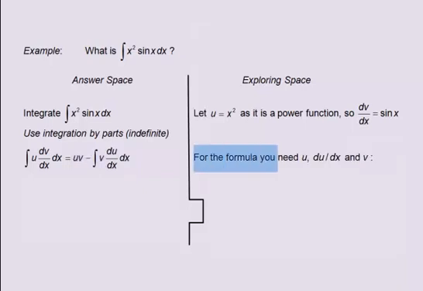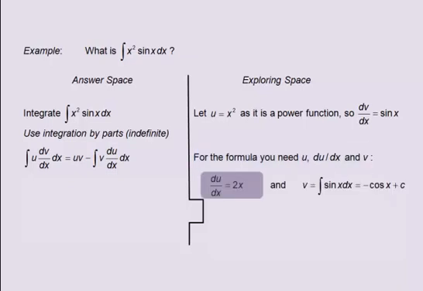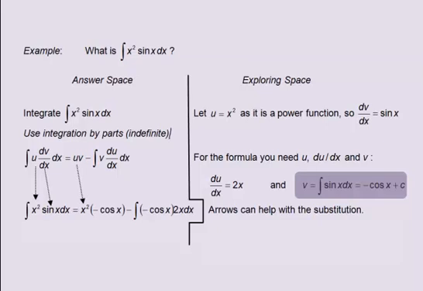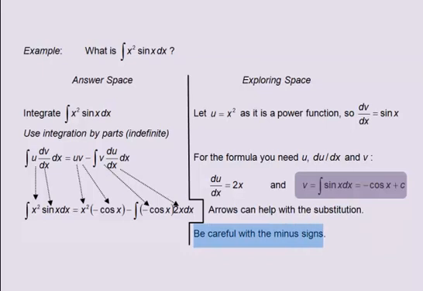For the formula you need u, du by dx and v. Differentiating u with respect to x gives du by dx equals 2x and v is the integral of sine x dx, which equals minus cos x plus c. Again, arrows can help with the substitution. U is x squared, dv by dx is sine x, v is minus cos x, and du by dx is 2x. Be careful with the minus signs.